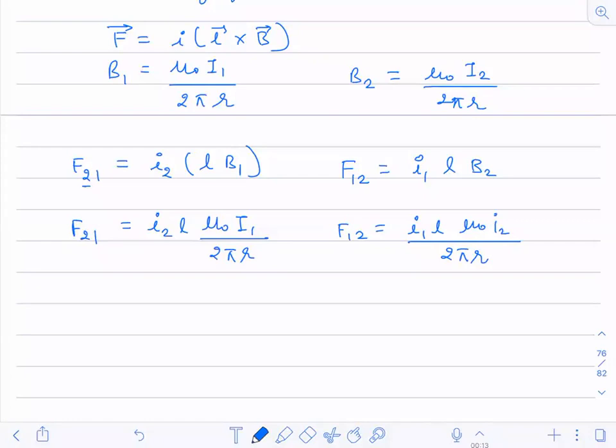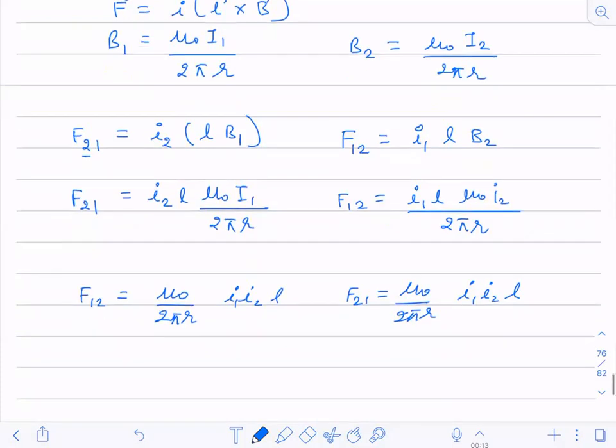Correct? If you clearly see these values and I rearrange, what I am getting is mu naught by 2 pi R into I1, I2 into L. Force on 2 due to 1, what am I getting? Mu naught by 2 pi R, I1, I2 into L. Are both the forces different or the same? They are exactly the same. They are not different values.